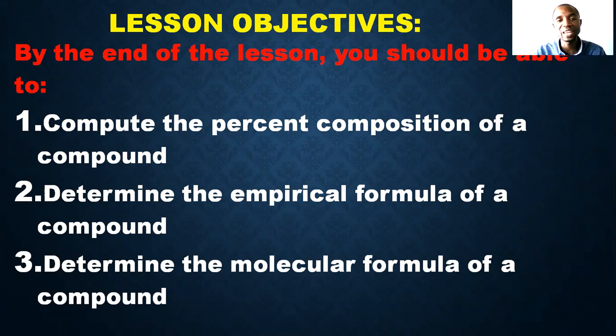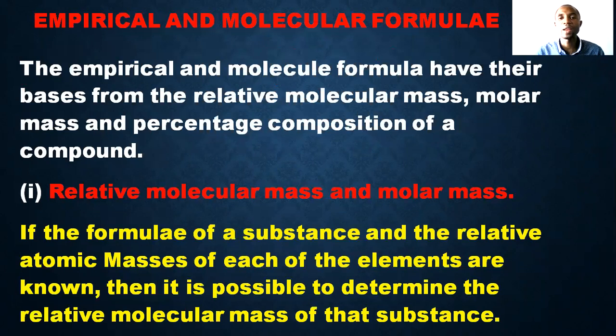So let's take them one after the other, starting first of all with what empirical and molecular formula is. Now, empirical and molecular formula, what are they? They have their basis from the relative molecular mass, molar mass, and percentage composition of a compound. This is where it anchors on. And the issue of relative molecular mass and molar mass.